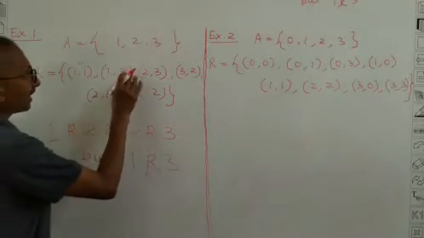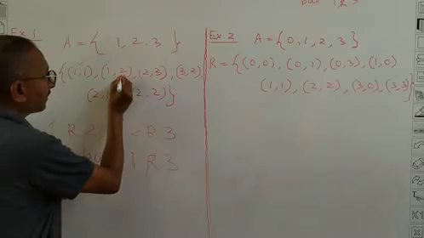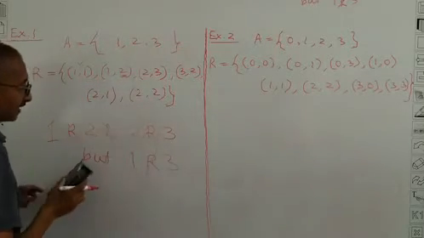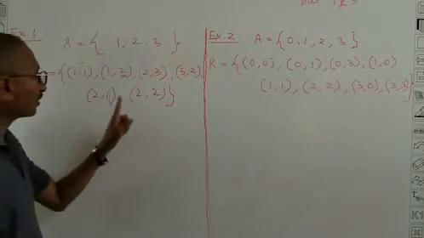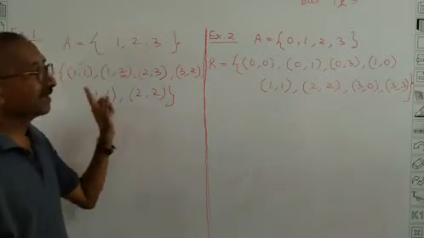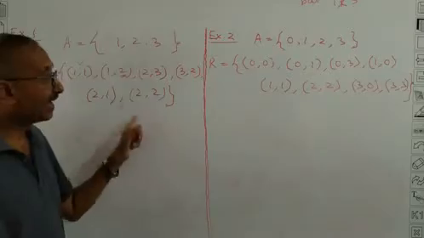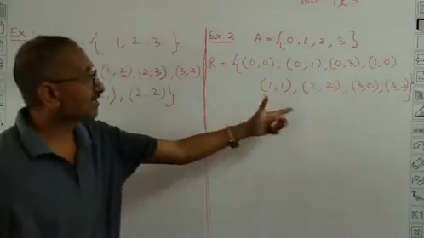Hopefully you have understood. That means every element you have to check individually. Okay. So this relation is not reflexive. It is symmetric and it is not transitive. Now let us take this example.